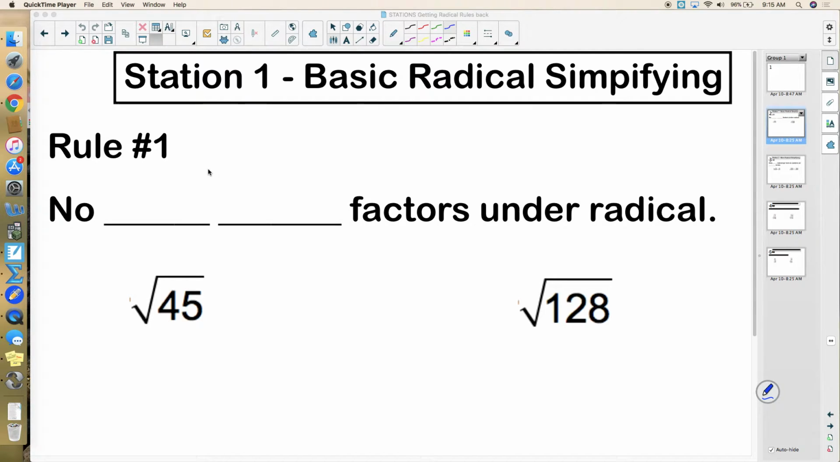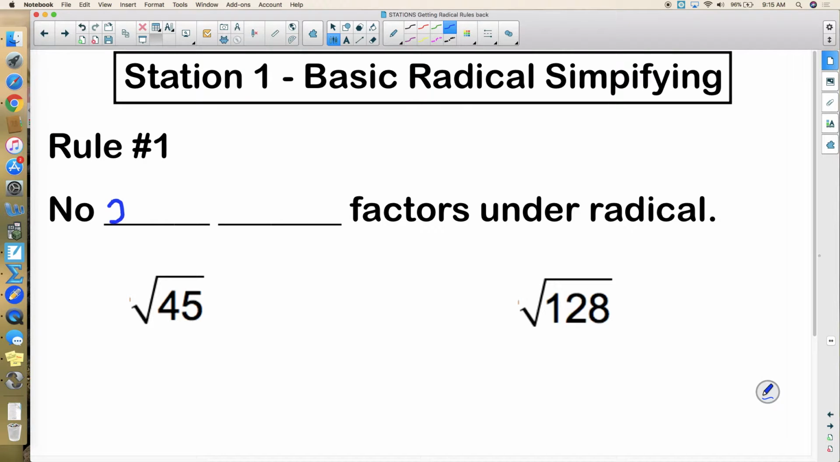So basic radical simplifying, the short version of it is that no perfect square factors other than the number 1 are allowed under the radical sign to say it's simplified.